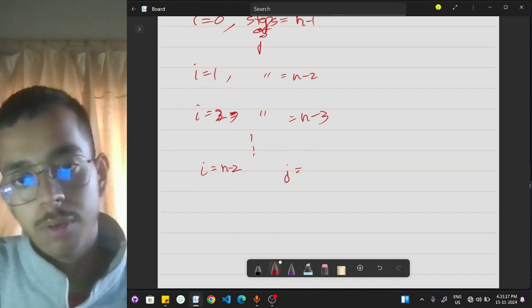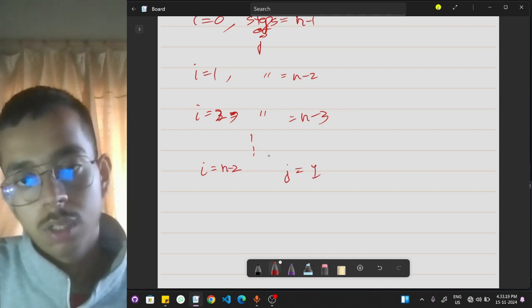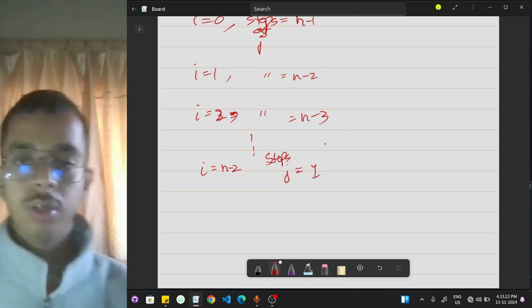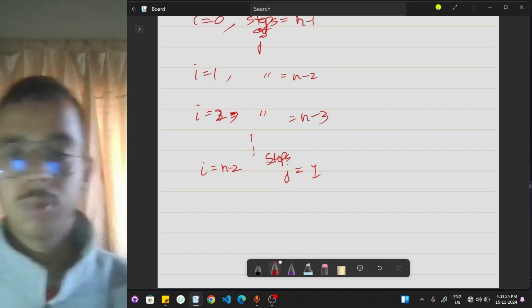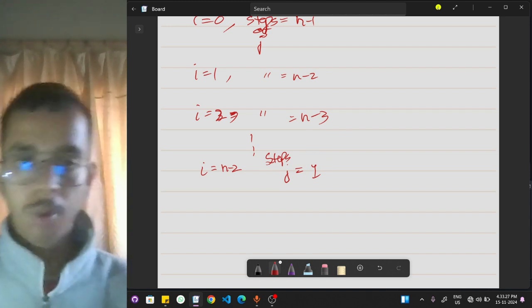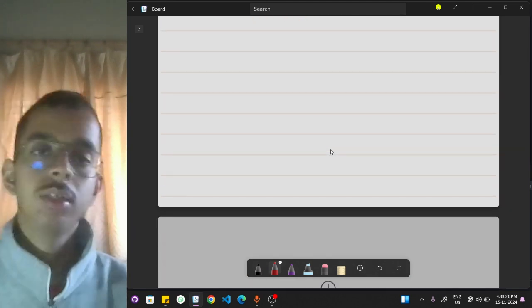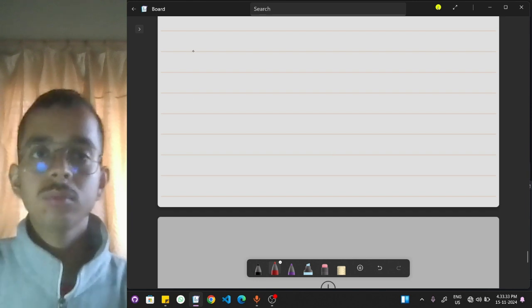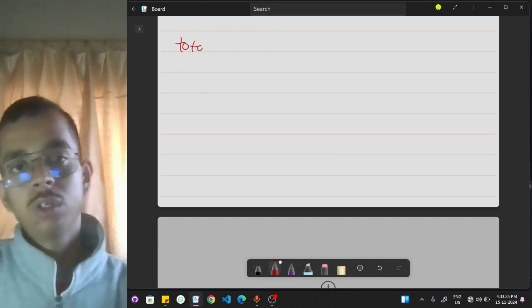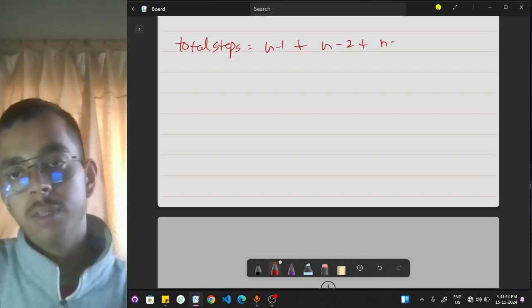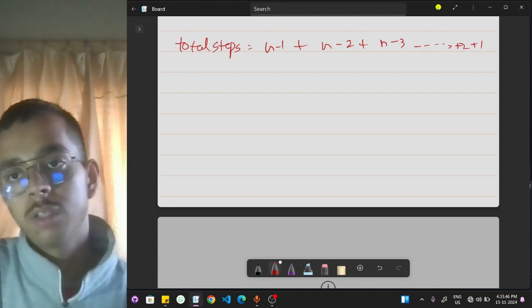Then j will take only one step. That is what is going to be the situation. It's going to go from n minus 1 to 1. Okay, great. In the worst case, the total steps will be n minus 1 plus n minus 2 plus n minus 3, dot dot, 3 plus 2 plus 1.